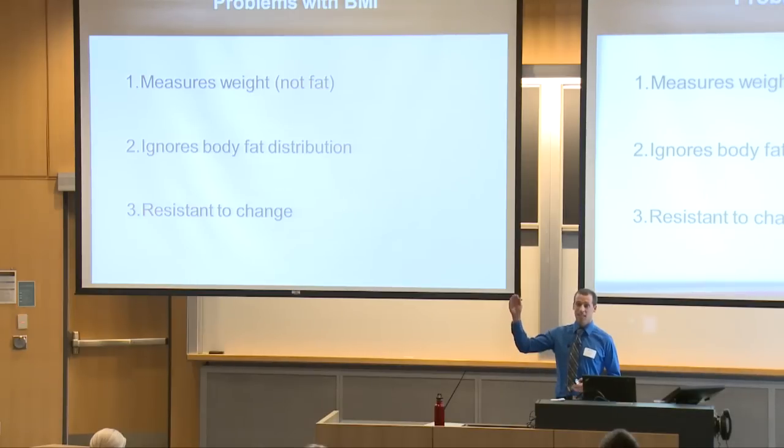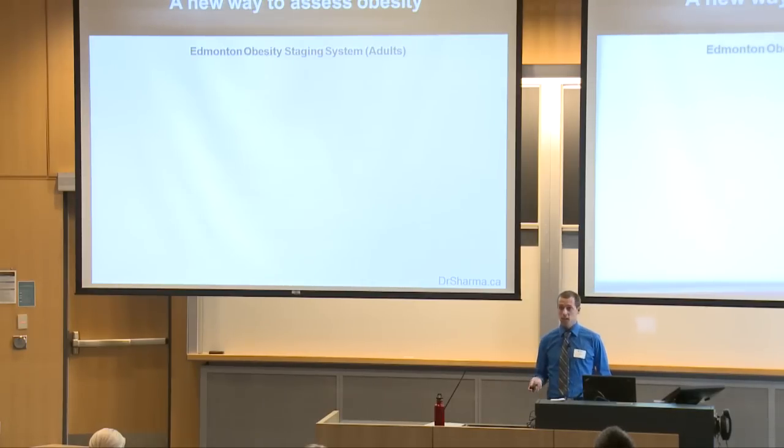It tends to never come down. It only tends to go up really over the long term. So it's really tough to change with interventions, and I think that's a big problem. So as a result of these problems with BMI, it's been suggested that there may be a new way to assess obesity. We have it now in adults, and they're adopting this for kids. And this focuses more on health rather than body weight.